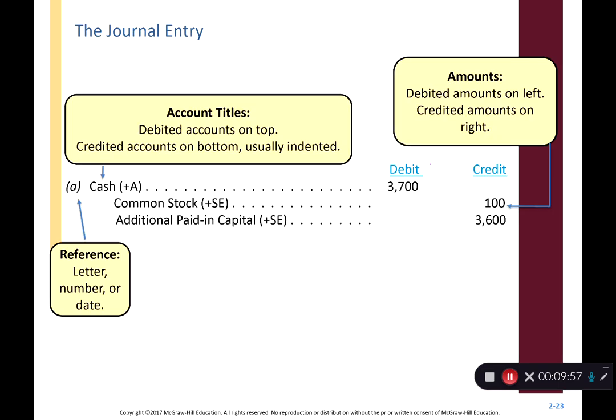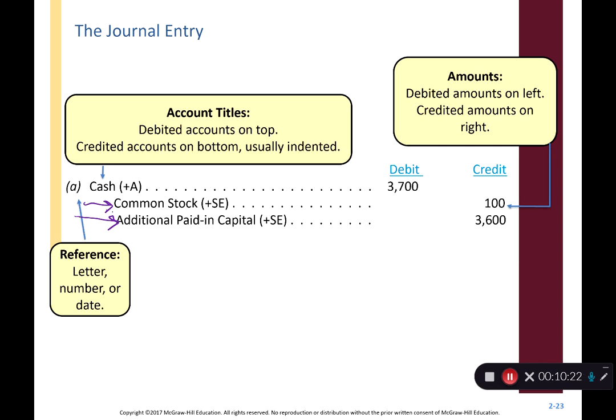So this is what a journal entry looks like. It's not overly exciting. The most important takeaways are we have our account names, the various accounts that are affected, listed, and then all the credits get indented. So that's how we differentiate between debits and credits. We indent the credits because credits are on the right of a T account and debits are on the left.